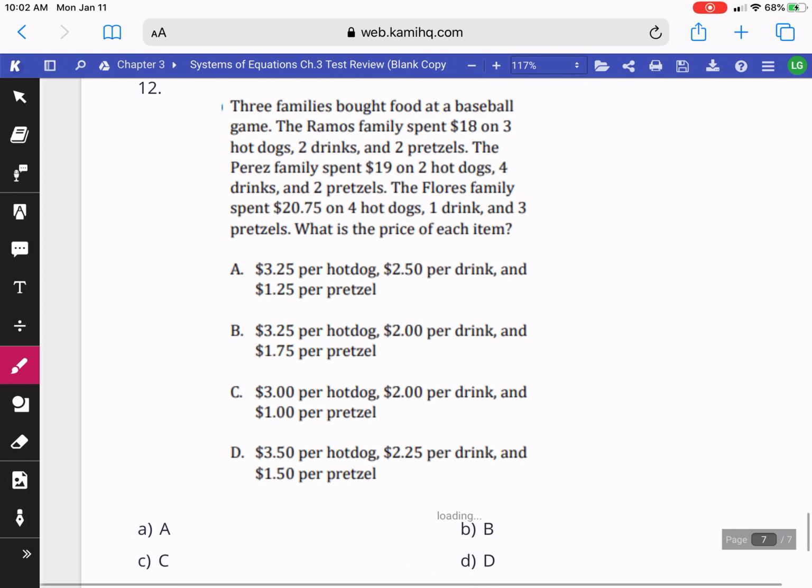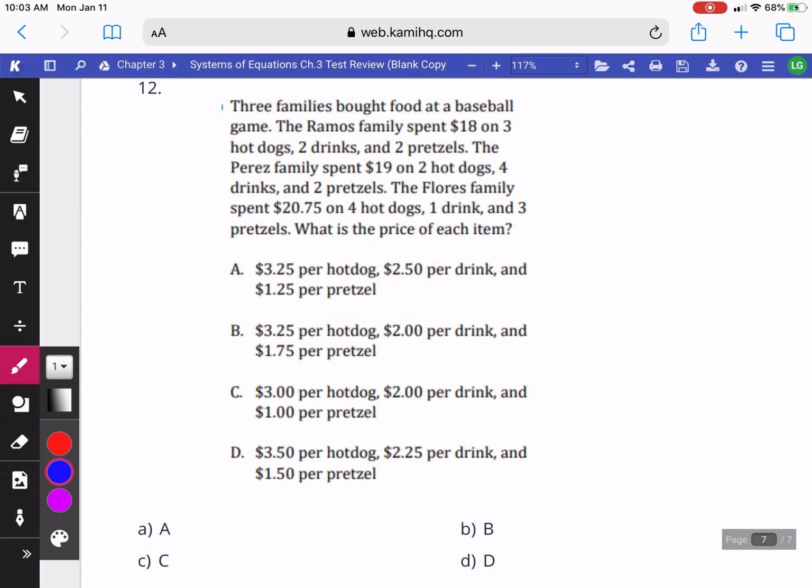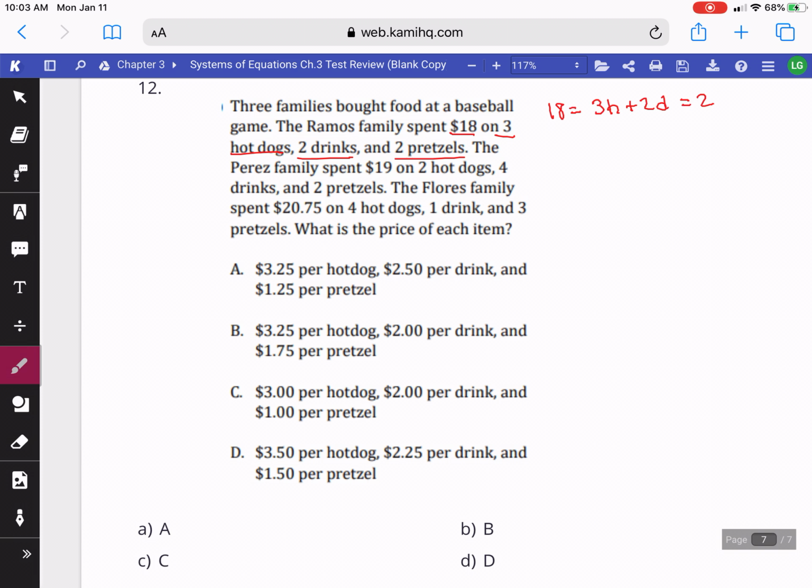And this next question just wants to check that you can write equations for systems by reading word problems. So here, let's go ahead and read. Here it says the Ramos family spent $18 on 3 hot dogs, 2 drinks, and 2 pretzels. I can write an equation for that statement. So she spent $18, and that was on 3 hot dogs, 2 drinks, and 2 pretzels. Sorry, this should be a plus.